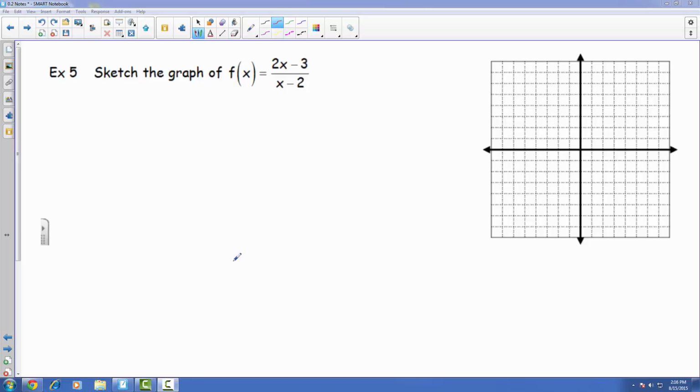Here we are at example 5 from the 0.2 set of notes. We're asked to sketch the graph of this particular function. Now we notice that it is in fact a rational function where we have the degrees on top the same as the one on the bottom.